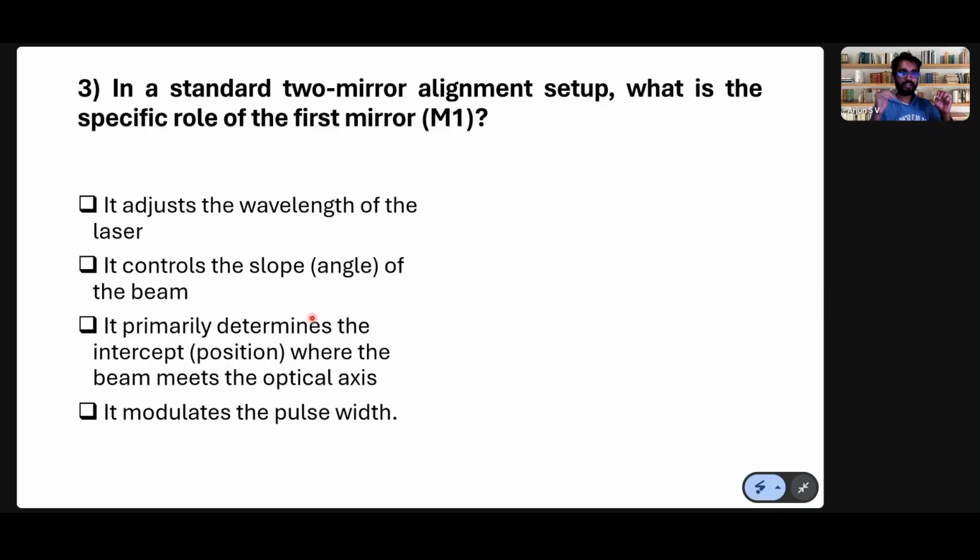So only if the angle is controlled can we get the desired spread of the components of light, or the desired width of the components of the light in whichever order. So the correct option here is option B, where your first mirror controls the slope or the angle of the beam.